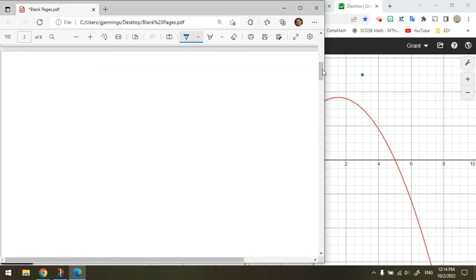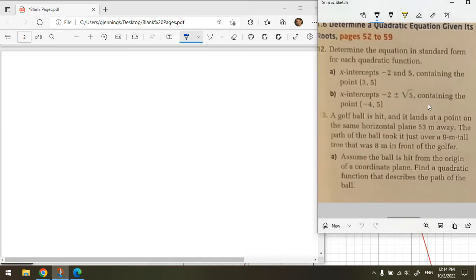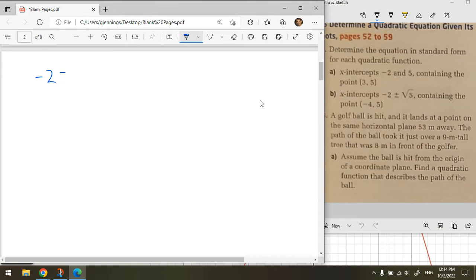Next one's a little harder because it's got funky irrational roots. All right, this next one has x-intercepts at -2 plus or minus √5 and contains the point -4, 5. So I'm going to write those down. -2 plus or minus square root of 5. And it contains the point -4, 5.